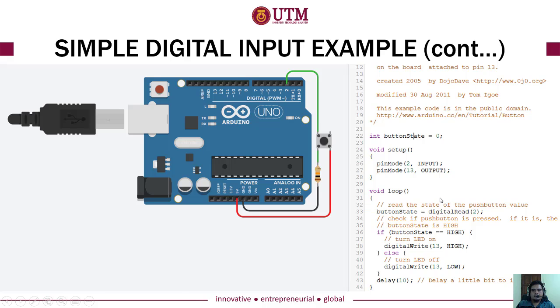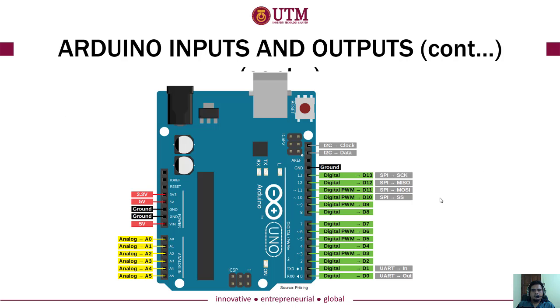Okay, let me just recap what we have learned before. In order for you to use the analog input inside the Arduino, you need to use the ones labeled in yellow, because A0 until A5 are special ports for analog input. So you cannot use these ports for other things. It's not similar to the green ones.